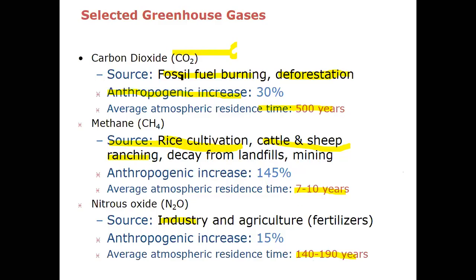But when we consider the degree of global warming, methane has a higher capacity than CO2. Methane has a higher global warming capacity than that of CO2. But when we consider the residence time, it is okay.